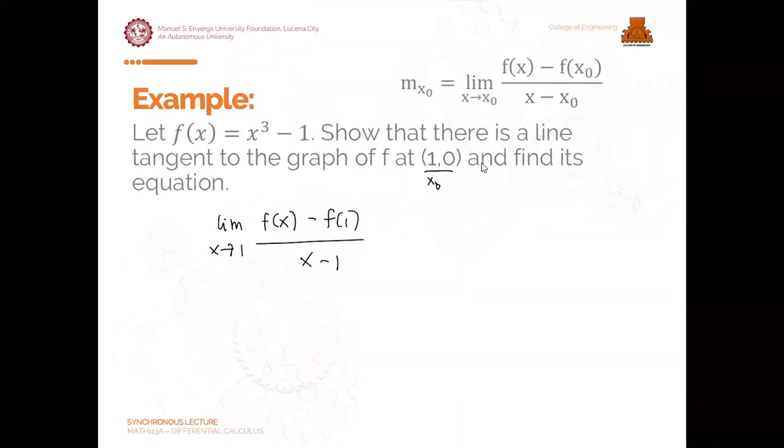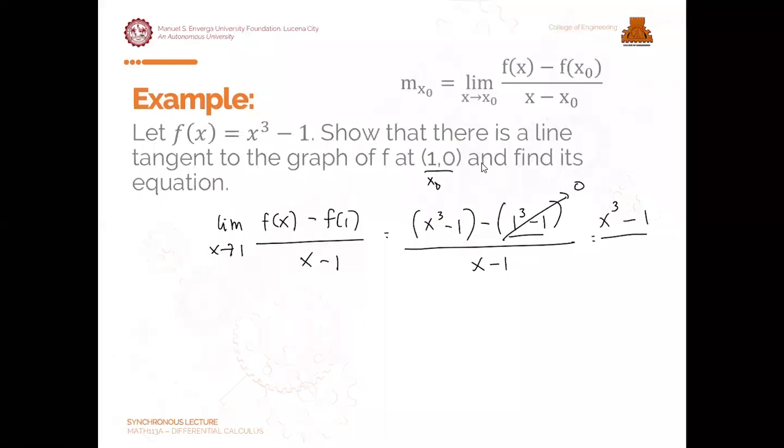Okay? Then, apply na natin. So, yung f of x natin is x cubed minus 1, minus yung 1 cubed minus 1 natin, all over x minus 1. Okay? Then simplify natin. We have x cubed. Tapos ito is magiging 0 naman to, so minus 1 na lang to. This will be 0 na, over x minus 1. Okay?